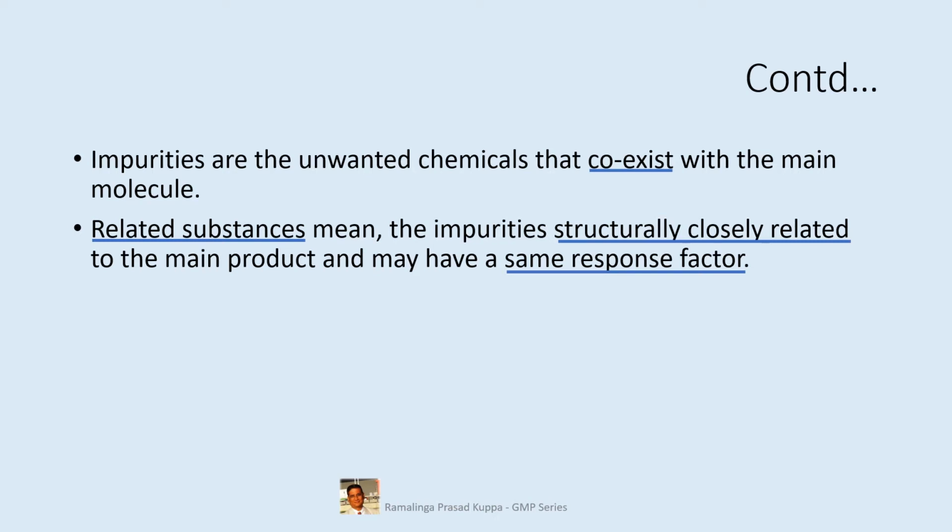The response factor is the ratio of the peak area of any impurity divided by the concentration in mg per ml. In some cases, the height of the peak is considered instead of area. The point here is that when the response factor is 1, the area of the impurity peaks will have same number of area counts.